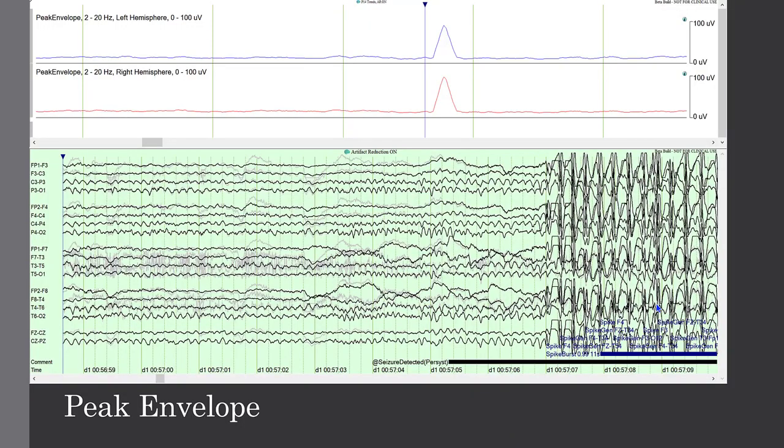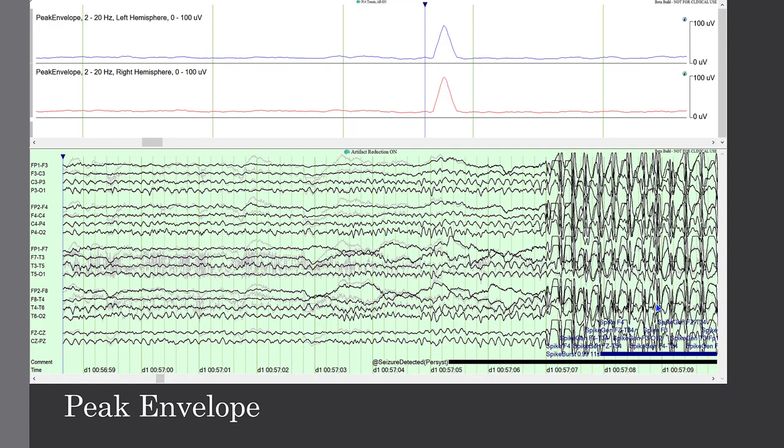Now here we're showing a peak envelope trend. It is a trend that's been around for a couple of decades. It's a very simple trend. It goes up when amplitude is higher, goes down when amplitude is lower, and it has some similarity with AEEG in that it's looking at 2 to 20 hertz traditionally. You can change the range of frequencies.